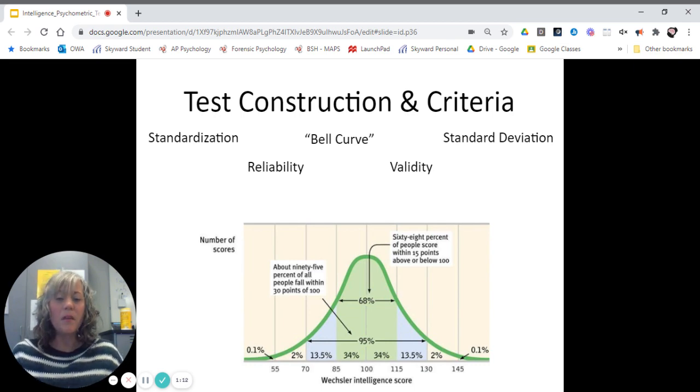Now, the average is probably closer to 104, 105 these days, but with this bell curve being put here, the distribution is still even. It's still a normal bell curve. It's not skewed, which indicates higher reliability and validity.